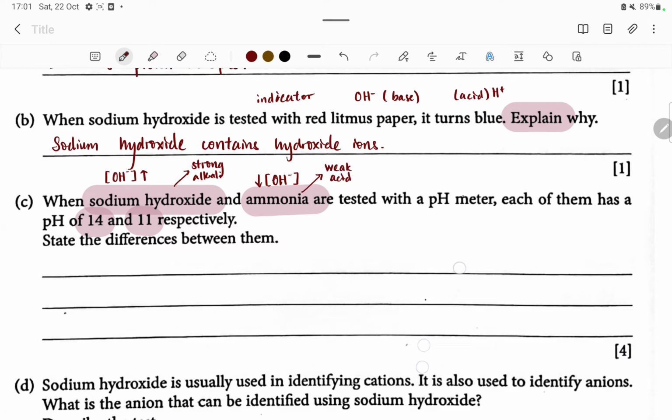So state the difference between them. So one is strong acid, one is weak acid lah. So, 4 marks, okay. This one.